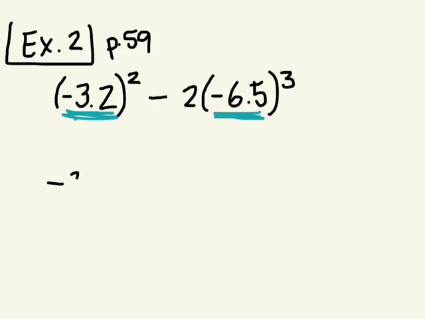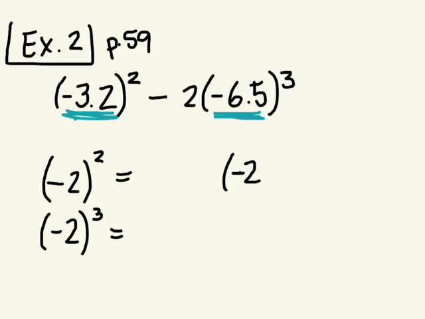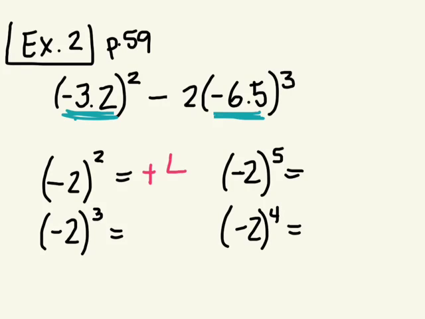Let's do negative 2 to the power of 2, negative 2 to the power of 3, 5, and 4. Positive 4. What about negative 2 to the power of 4? Is it going to be a negative or a positive answer? This one's also going to be a positive. What about negative 2 to the power of 3? Negative, good. And negative 2 to the power of 5 is, yep.